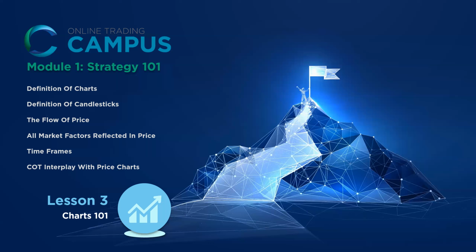This was just a little bit of an introduction of all the things that we're potentially going to take a look at. But we're also going to talk about charts. We're also going to talk about candlesticks and the flow of price, of course. And only towards the end of this lesson, I'm going to give you a glimpse of the COT report.